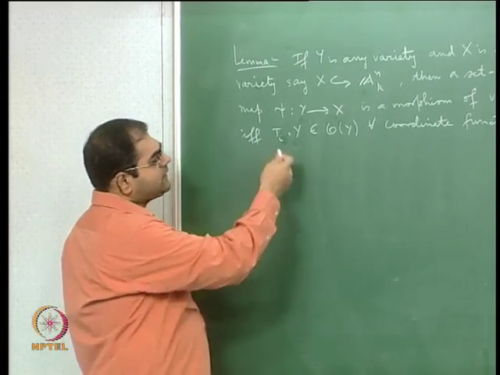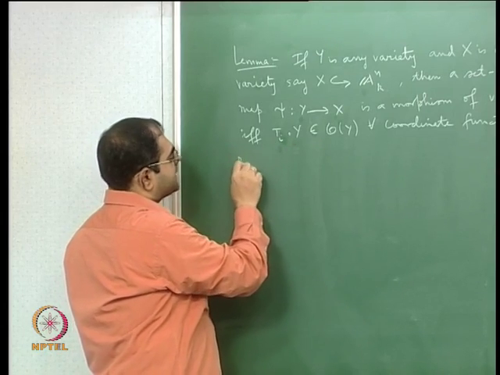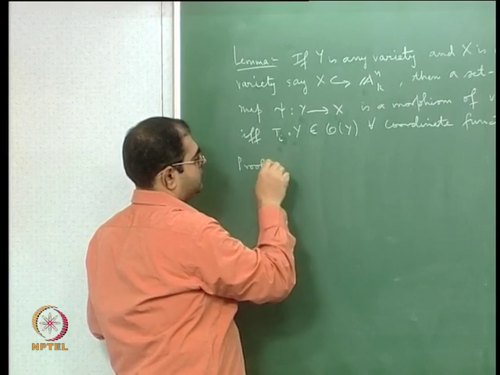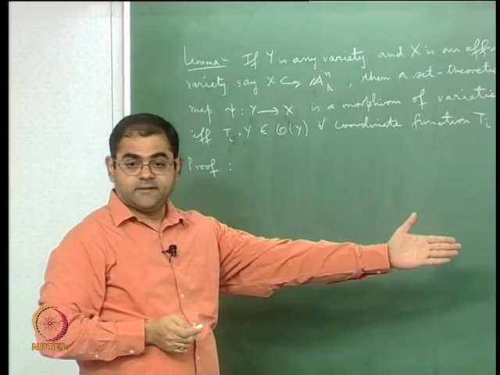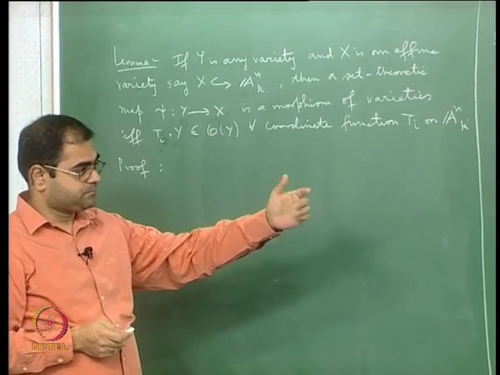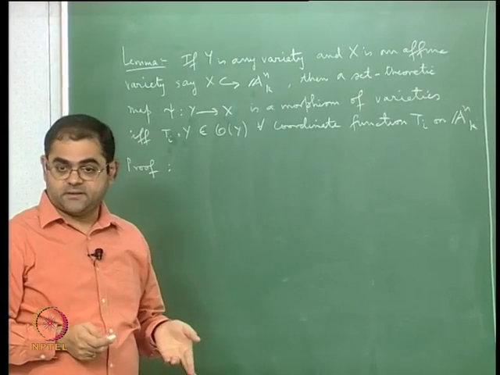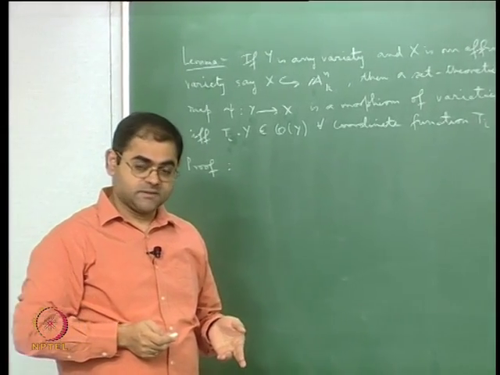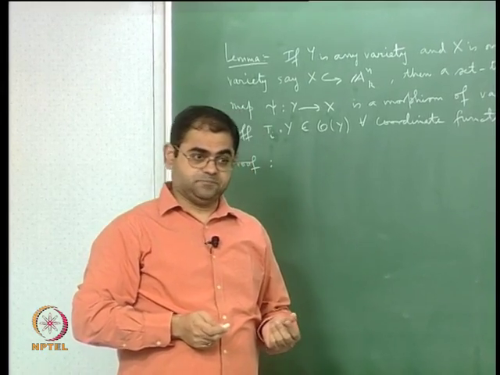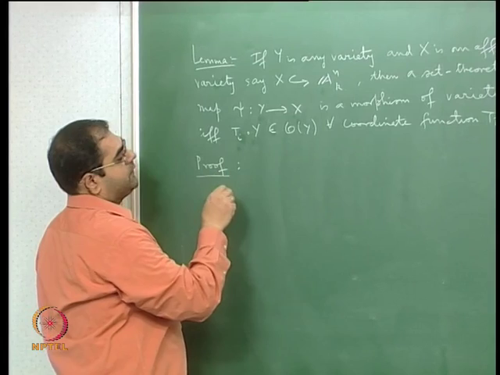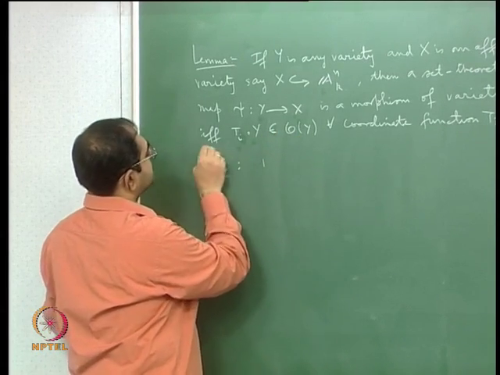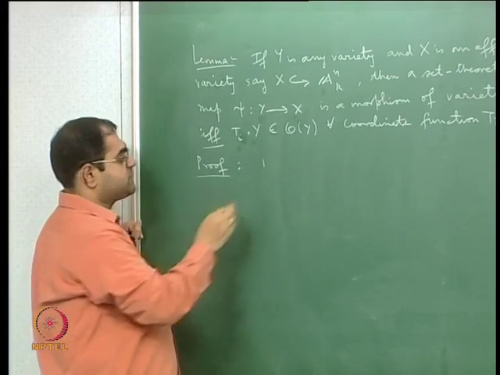And the proof is actually already contained in the earlier proof that I gave you, in the proof of the statement that the morphisms into an affine variety correspond to k-algebra homomorphisms from the ring of polynomial functions on that affine variety. Nevertheless, let me repeat it. Okay, so you see, mind you, this is an if and only if condition. One way the proof is very simple.